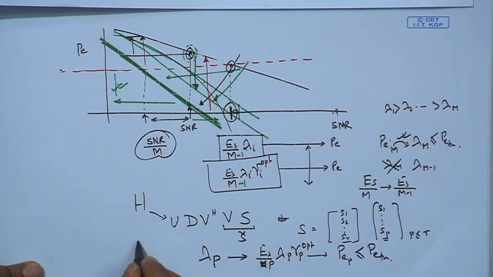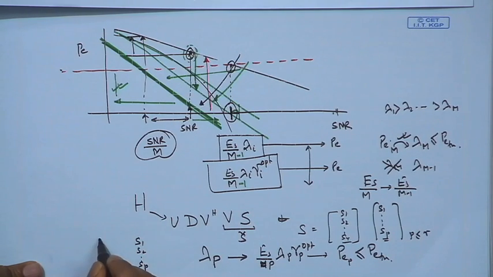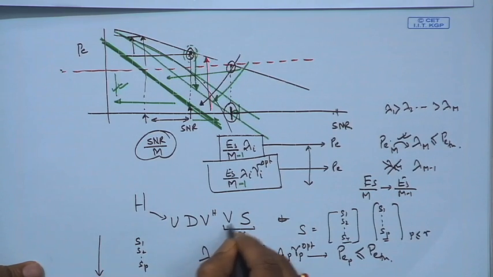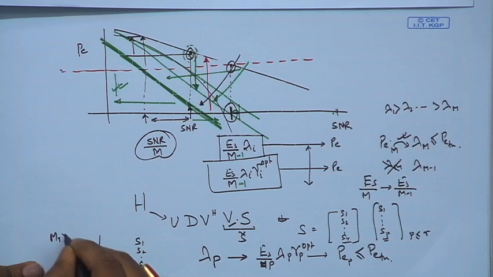So, if you look at this now, you are going to have S1, S2 up to SP, and this V will have length of MT. So, this will be MT cross P.